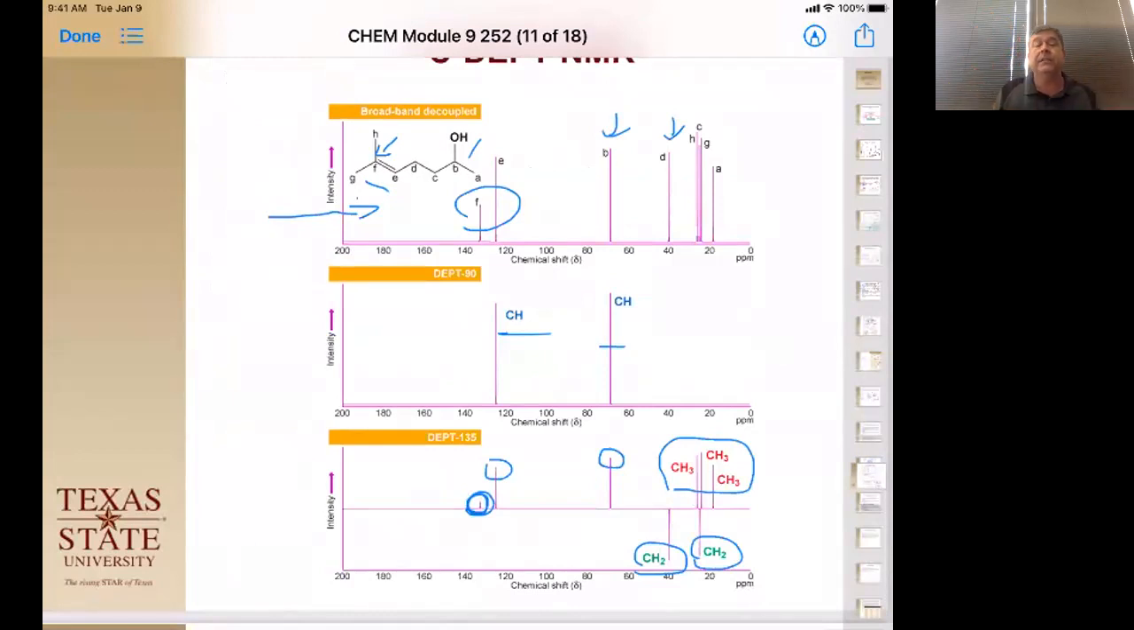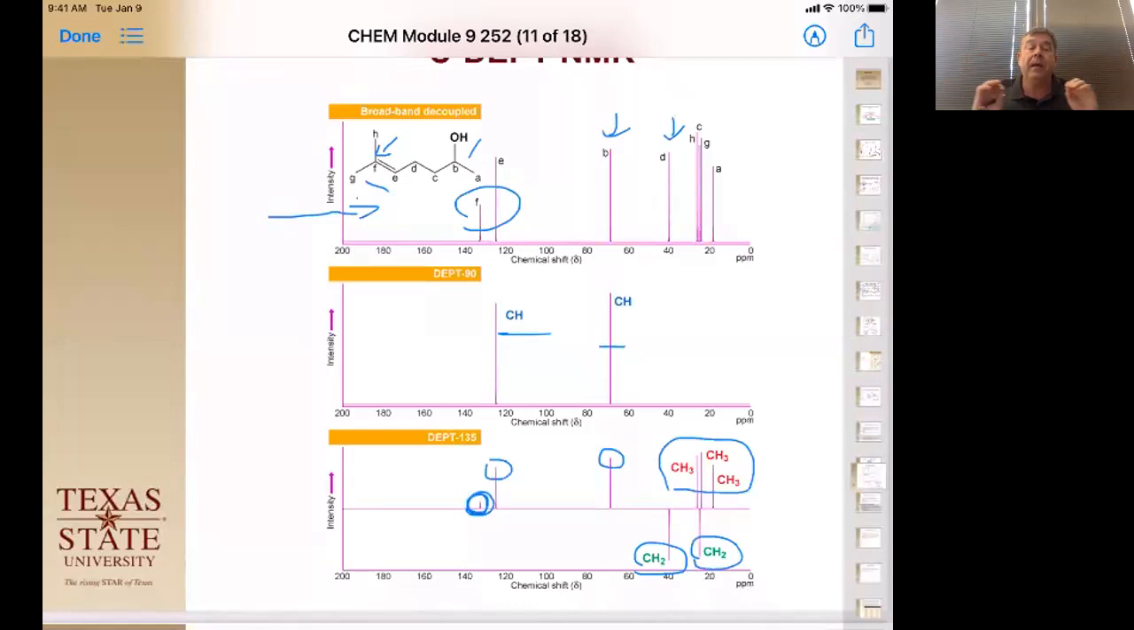Okay. So I want to introduce the topic of mass spectrometry. In IR, we talked about the strength of individual bonds. In proton NMR, we talked about connectivity of where hydrogens were next to other hydrogens. And in carbon NMR, we're looking at shift and number of unique carbons. However, in mass spectrometry, all we care about is the actual molecular weight of the compound.